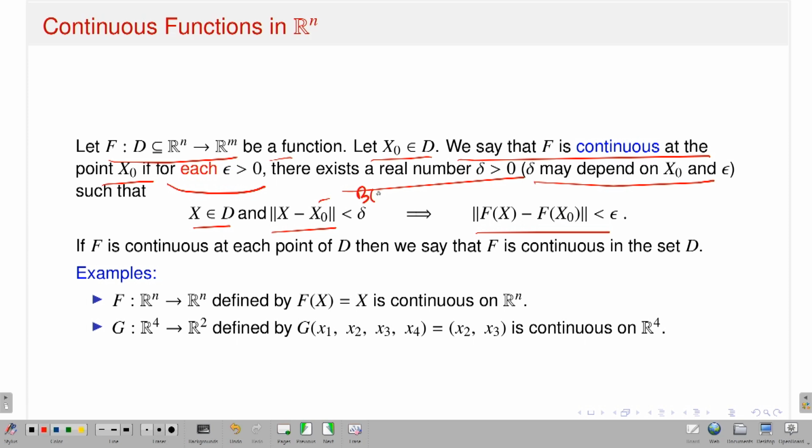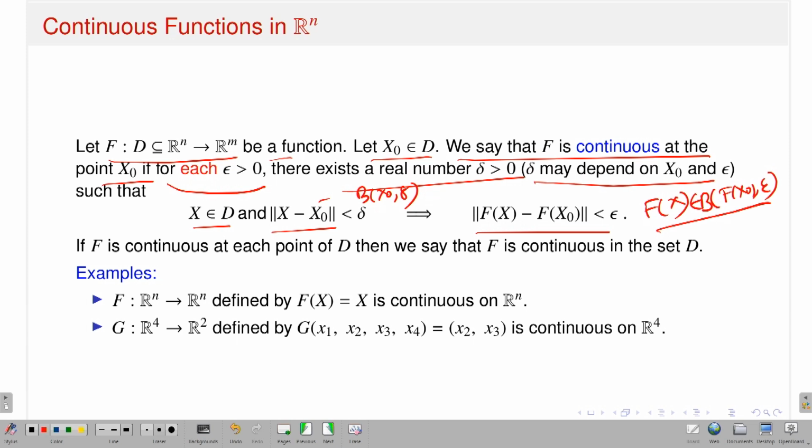that delta should depend on the point x naught and also epsilon, such that if I take x from the ball of center x naught and radius delta, whenever x belongs to that ball, the image f of x should belong to the ball centered at f of x naught and radius epsilon. That is exactly what is going on.